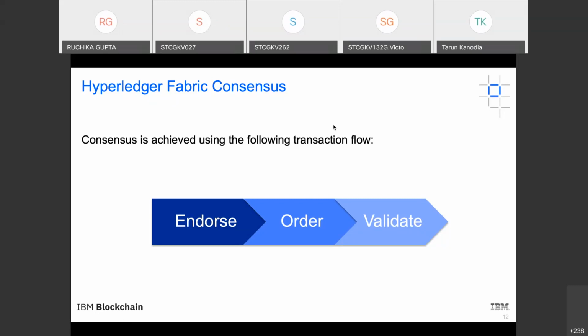So first, it's going to solve a problem. Then after solving the problem, it's going to order the transactions it has received. After ordering the transactions, it is going to validate whether all the transactions are proper or not, and then do a commit.